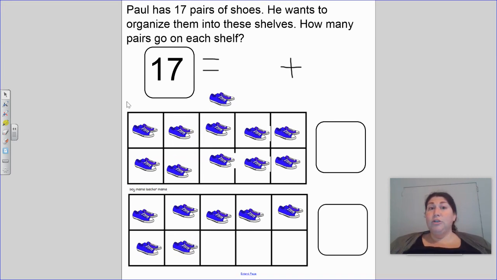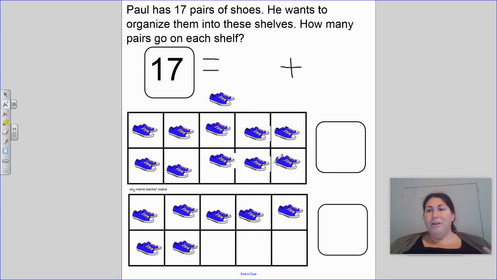And in that case, that's correct. 17 is our whole. So now Paul has filled up his 17 spots with his blue shoes. I guess Paul really likes blue. And now let's figure out what our two parts are.